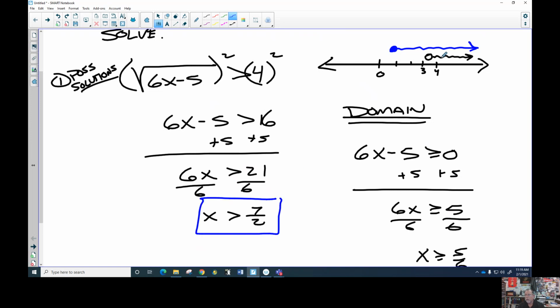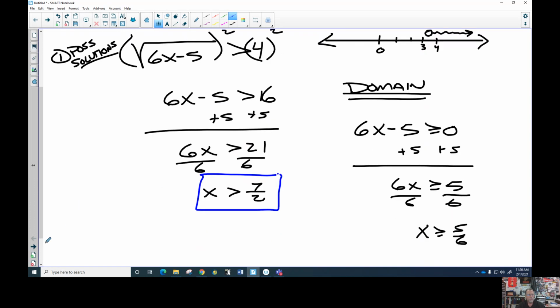If we had found, for example, that x had to be greater than 4 by domain, we would have just used x greater than 4 because that part of the set would be the part that works. But we found that it was greater than or equal to 5/6. Anything greater than 5/6 would work. For our particular solution, we needed something greater than 3.5. So we use that 3.5 for the set of all solutions that are in the domain. All right, let's do another one.